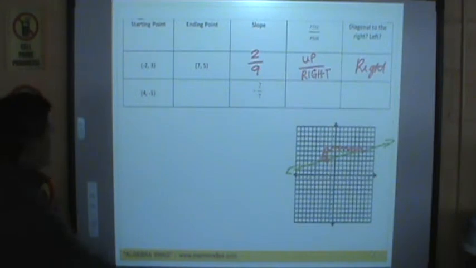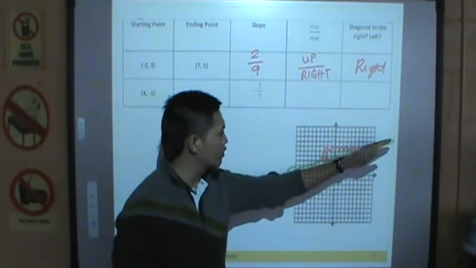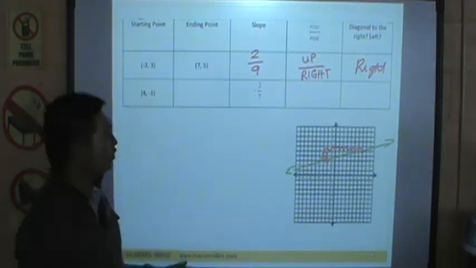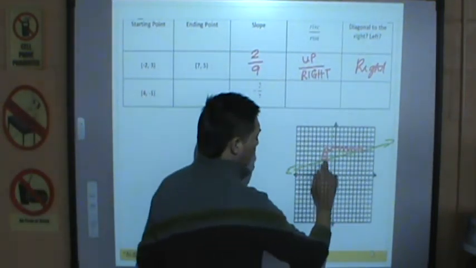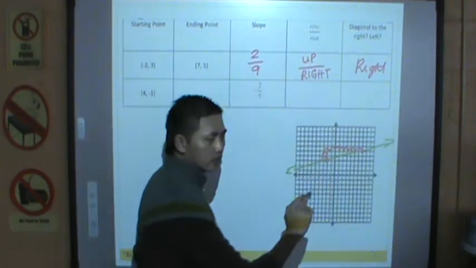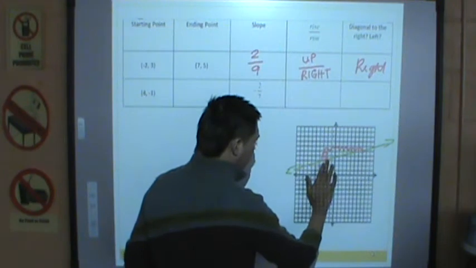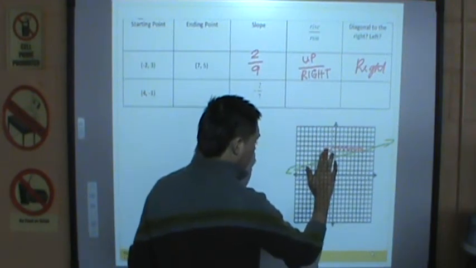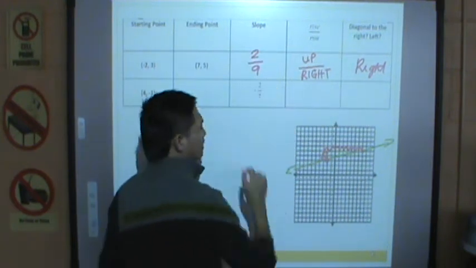Okay, once again, you plot the two points. After plotting the two points, draw a line passing those two points. After drawing a line passing those two points, draw a right triangle. Now, if you notice this, from the bottom point, you went up and then you went to the right. You went up twice, and then you went to the right 9 times.